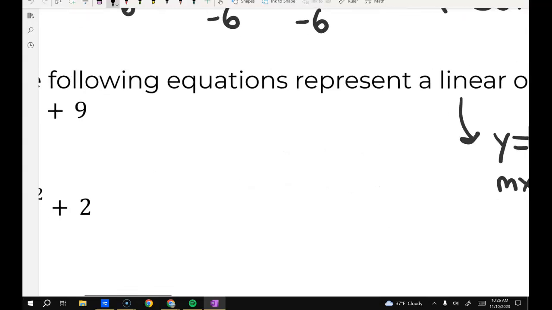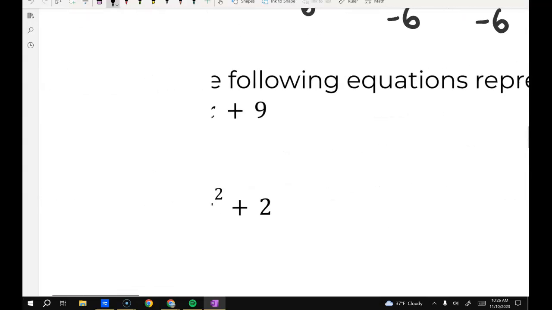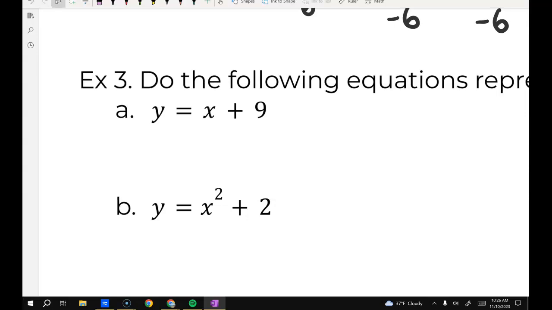So all that to say, when we're looking at equations to determine if they're linear, what I like to do is write that y equals mx plus b form right below it. And we can see it keeps the same form. The y is in the y spot. The x is in the x spot. This 9 is in the place of the b. The only thing we're missing is something in the place of the m.